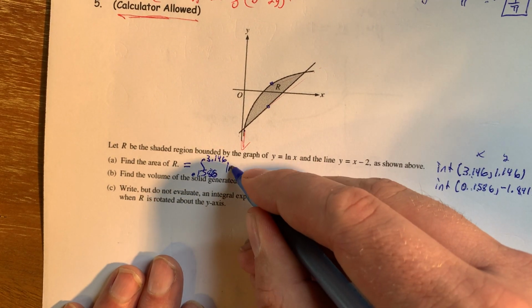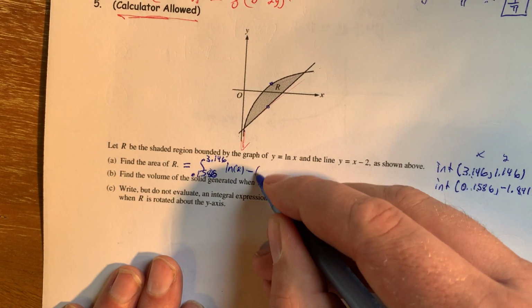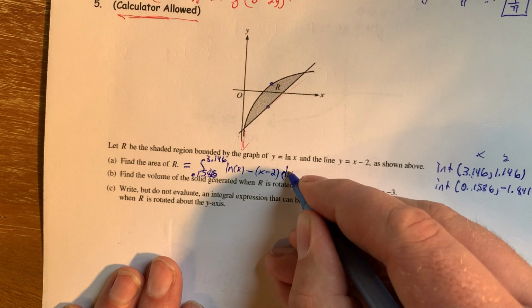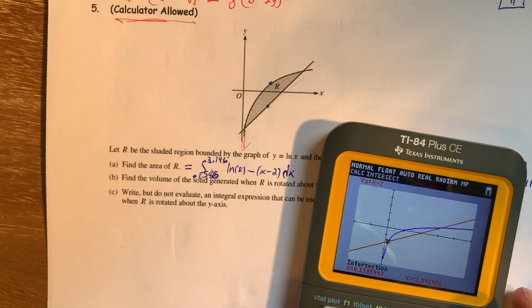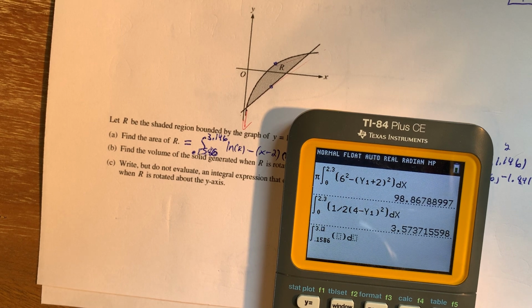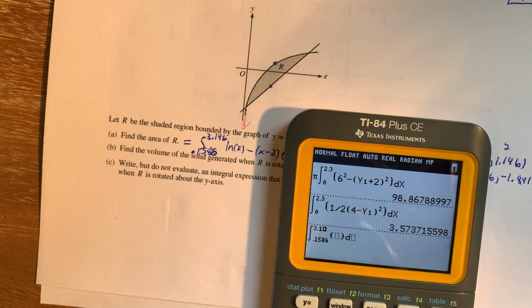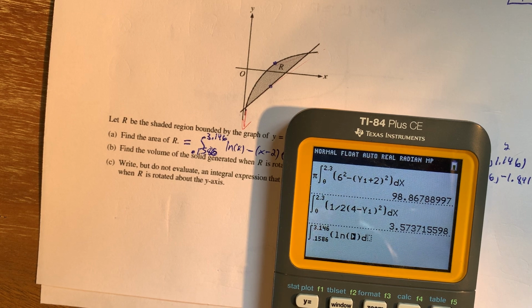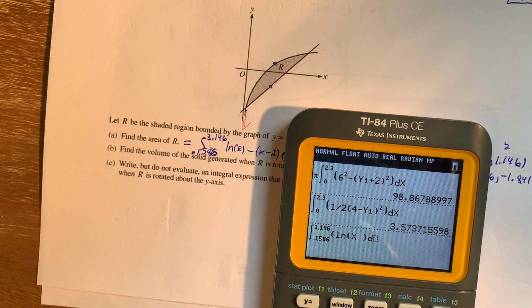So it's natural log of x minus (x minus 2), make sure that's in parentheses, dx. And so let's do that. In math, the integral from 0.1586 to 3.1146 of natural log of x minus (x minus 2) dx.